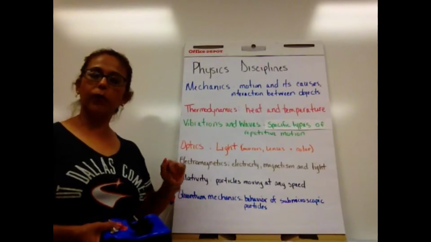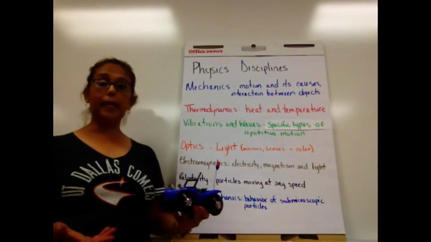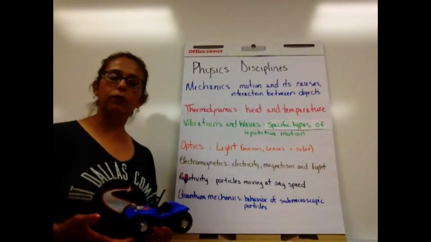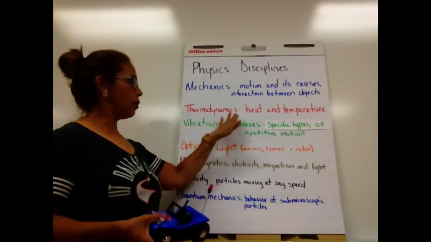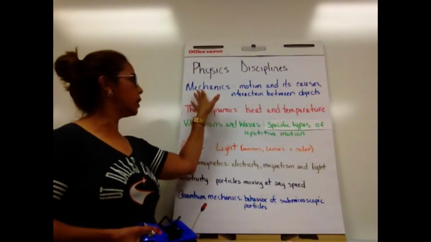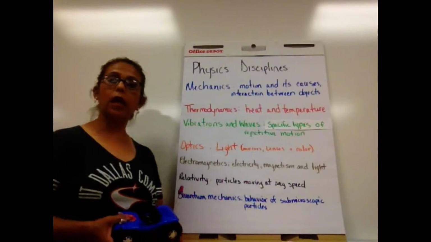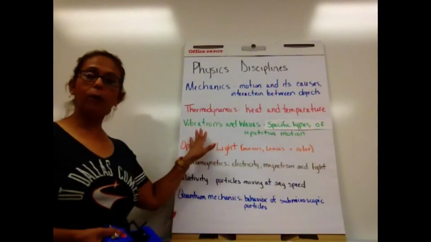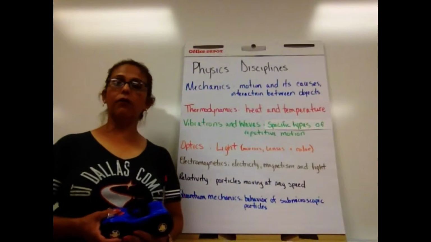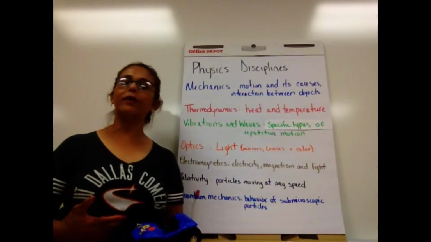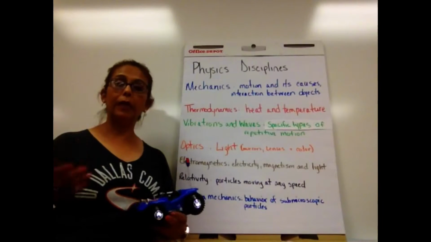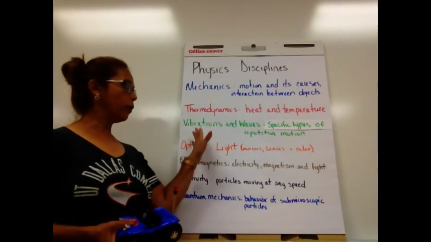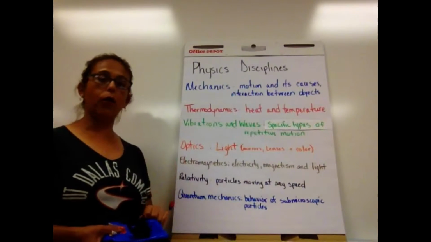Then we have thermodynamics. Thermodynamics is looking at heat and temperature. So we're looking to see how heat affects different objects, and we can interlink this piece of physics with this piece right here, because like I said, it's the behavior between all these things in our physical world. Vibrations and waves is the study of specific types of repetitive motion. You repeat doing the same exact motion over and over again. And so that's where we would look at vibrations and waves.